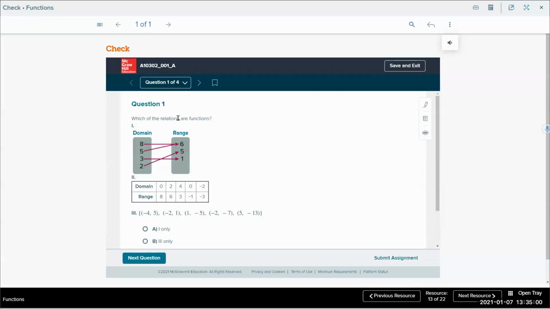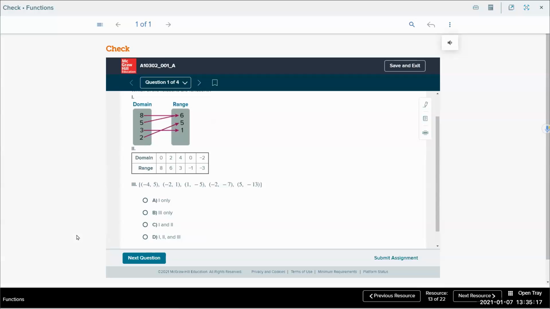Question 1 says, which of the relations are functions? I'm hoping that we're getting familiar enough now to know, well, we just need to look at each domain value, and every one of them is assigned to one range value. I don't even care what range value they're assigned to, but I can see because of the arrow that each one has just one friend over there. This is definitely a function.